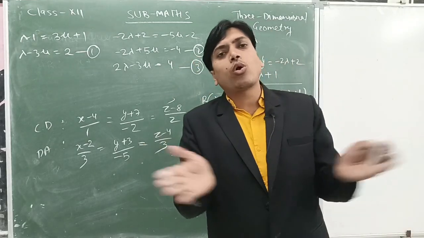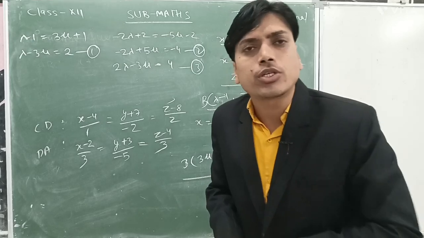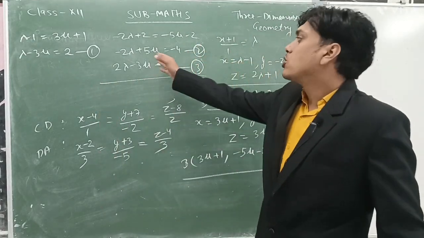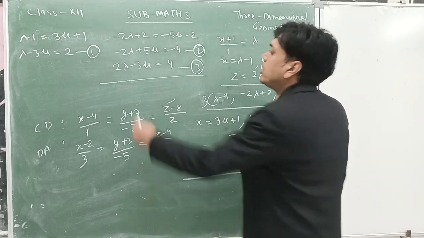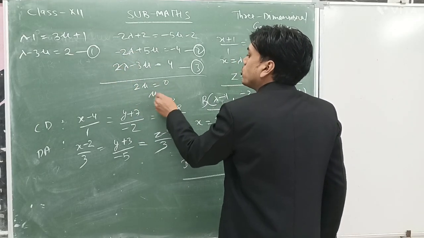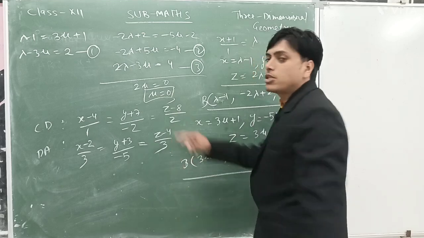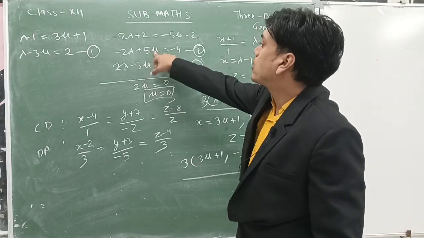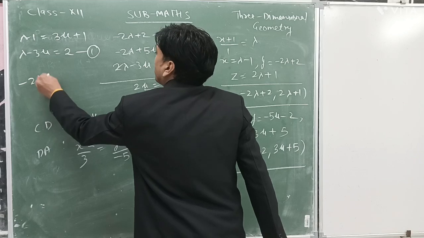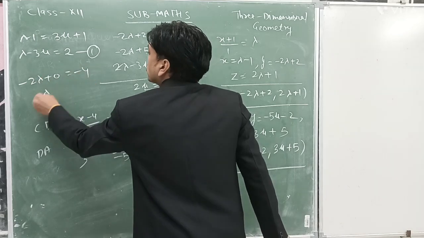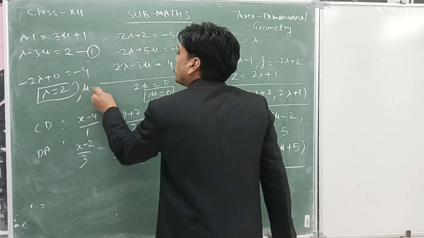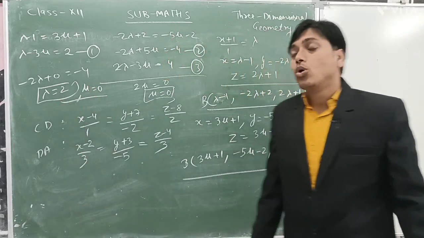So in place of solving all the three, you can choose any two equations. Suppose, for example, I am just solving equation number 2 and 3, so minus 2 lambda, it will be 2 mu is equal to 0, so mu is equal to 0. Substituting the value of mu in equation 2 or 3, we will find minus 2 lambda plus 0 is equal to minus 4. So lambda will be equal to 2. Now we have lambda is equal to 2 and mu is equal to 0.